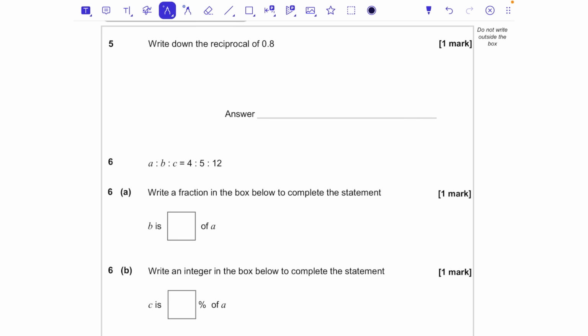Question number 5, write down the reciprocal of 0.8. 0.8 is 4/5. And if we do the reciprocal of that, we're inverting that fraction. And so that would become 5/4. You can put it as a decimal if you want. You'd be absolutely fine to write 1.25 here. That's 5/4. But 5/4 is absolutely fine. Another way to do it in your calculator would be to do 1 divided by 0.8. And that will give you the same answer as well. So if we multiply a number by its reciprocal, it should give us 1. So 1 divided by 0.8 would get that answer.